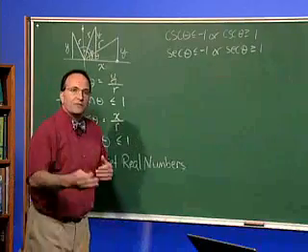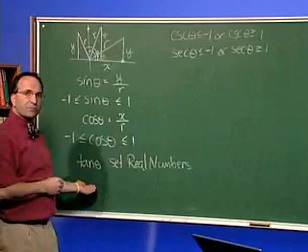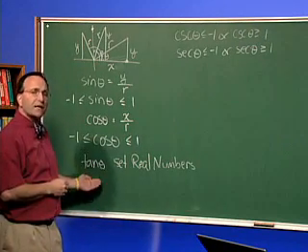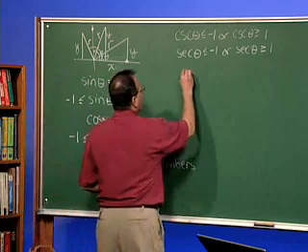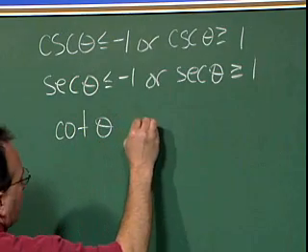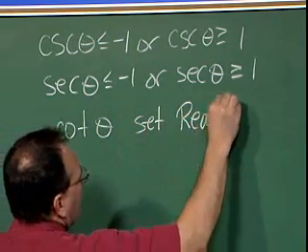And finally, to finish it off, cotangent of theta is the reciprocal of tangent of theta, which means that it will be the set of real numbers. So cotan theta, for the range, is the set of real numbers.